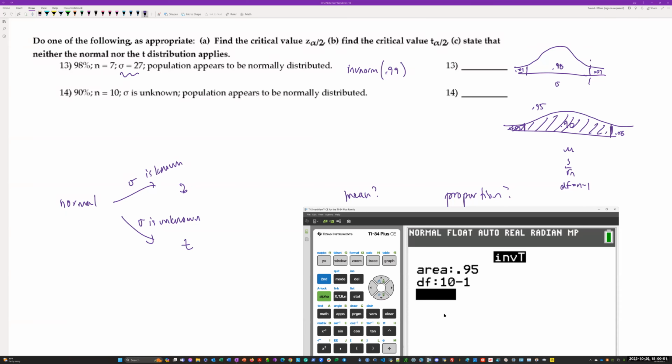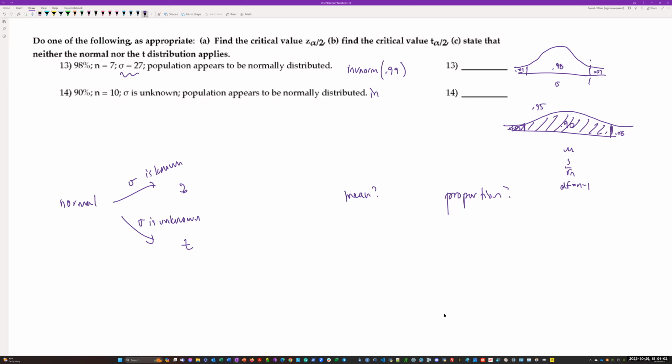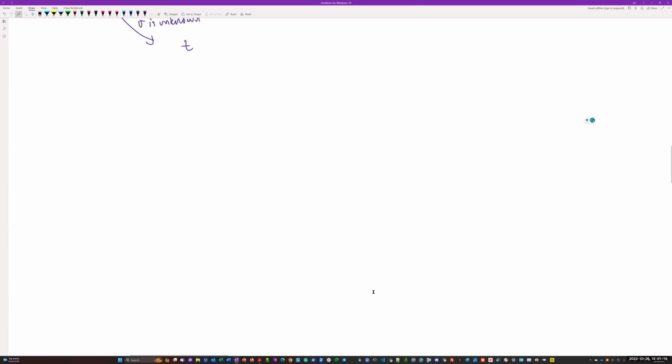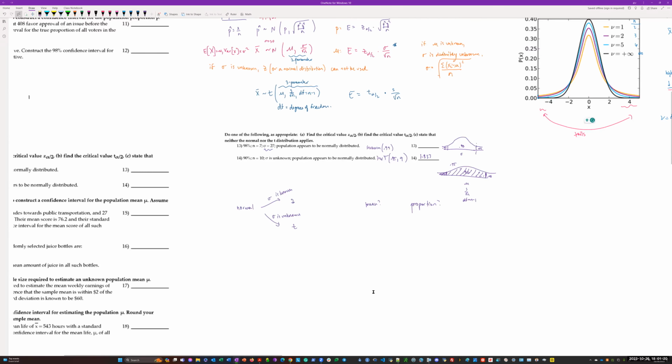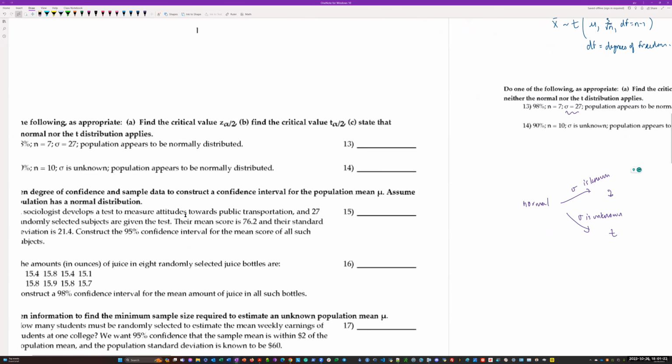All right. So I push paste, push this. Good. That's the answer. So all I did was inv t, and then I typed in 0.95, and then I typed in 9. And then it gave an answer of like 1.833 or something, I think. Okay. Any questions with that? All right. Is that okay?